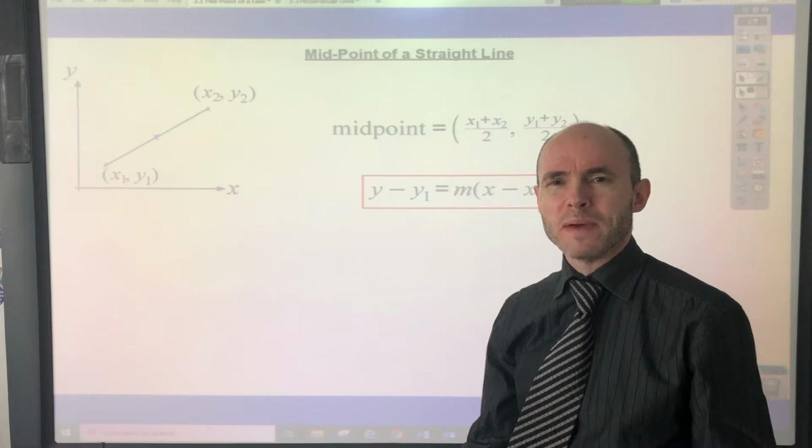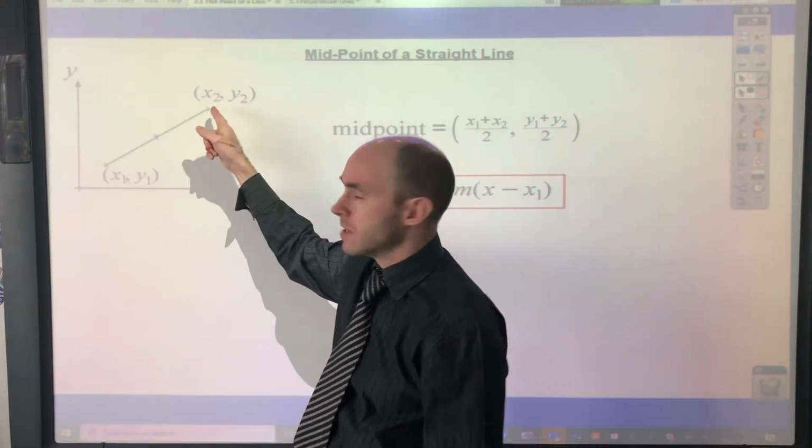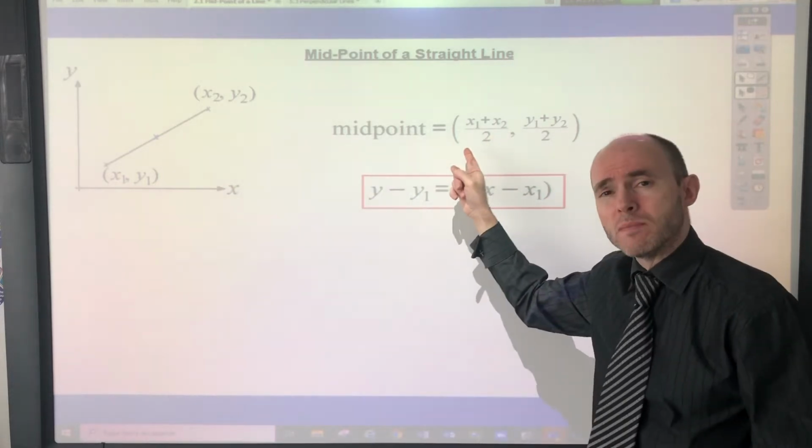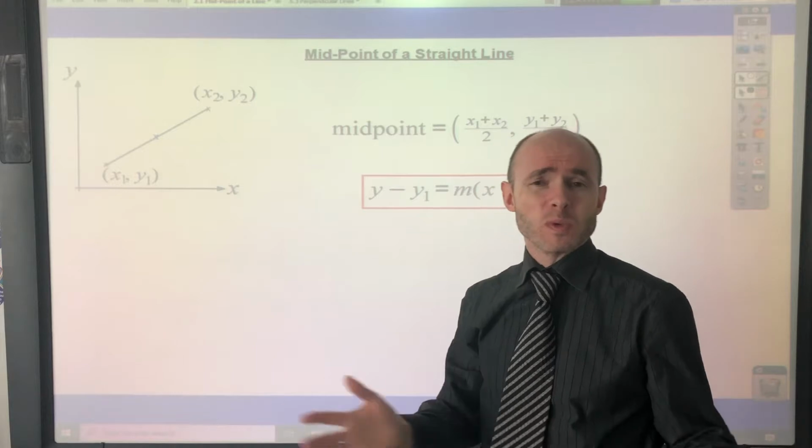So I'm going to start off with some basics. First of all, midpoint. To find the midpoint between two given points, you add the two x coordinates together, divide by 2. Add the y coordinates together, divided by 2. Essentially the same as finding the median between two numbers.